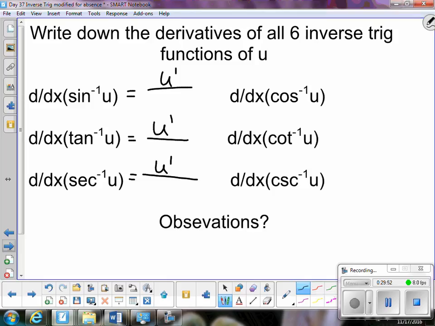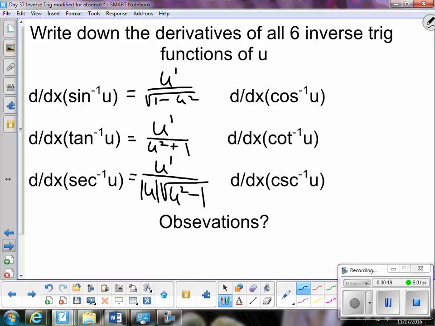For inverse sine, it's the square root of 1 minus u squared. For inverse tan, the denominator will be u squared plus 1, or 1 plus u squared. The inverse secant, that's the weird one. That's the absolute value of u times the square root of u squared minus 1.